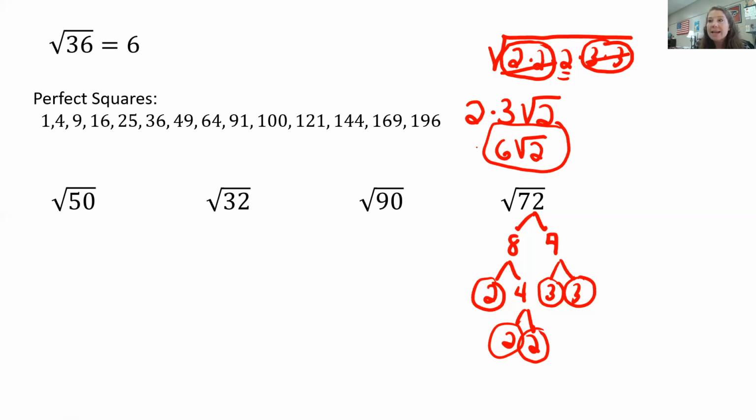All right, now had I used 36 earlier, like I almost did, 36 is the biggest factor of 72. That is a perfect square. So 72 is 36 times 2.